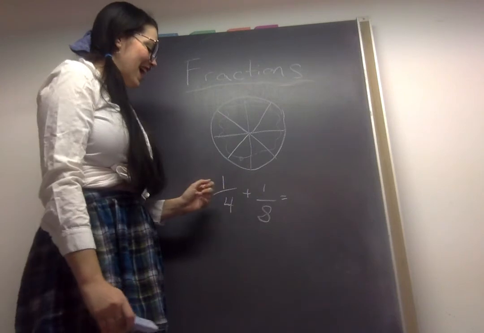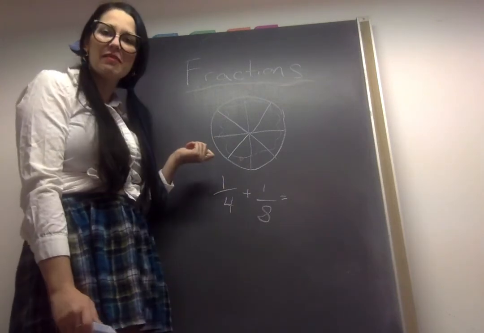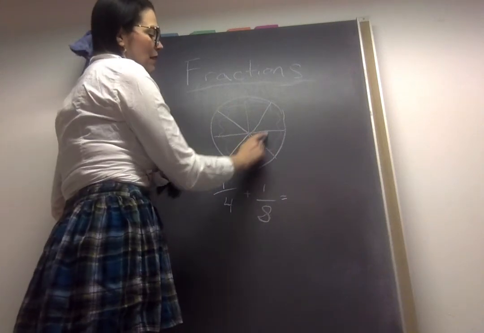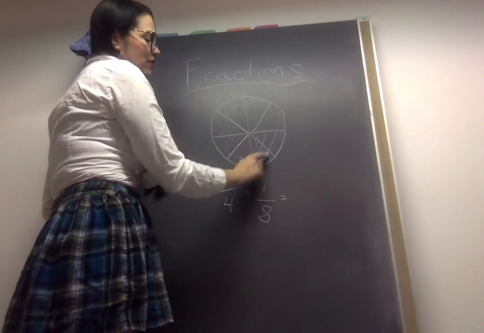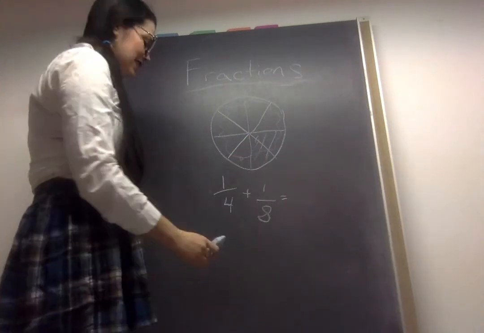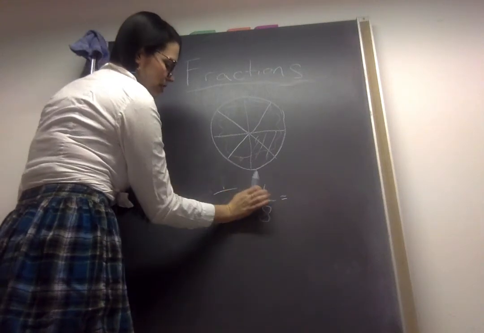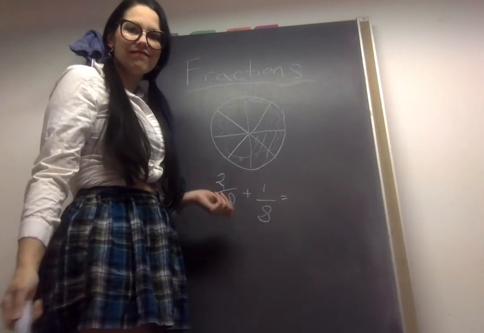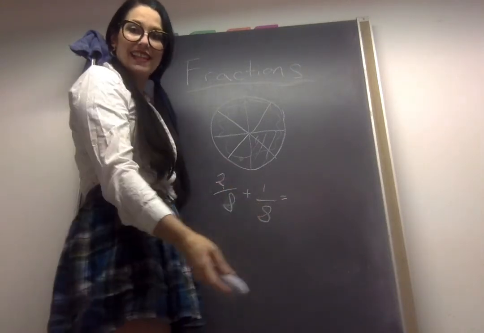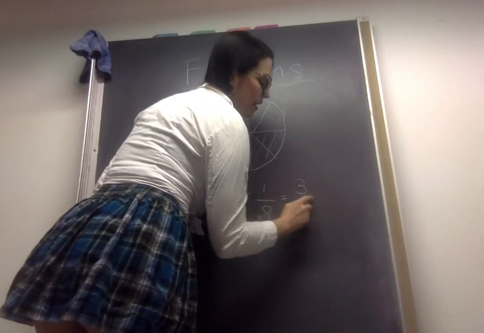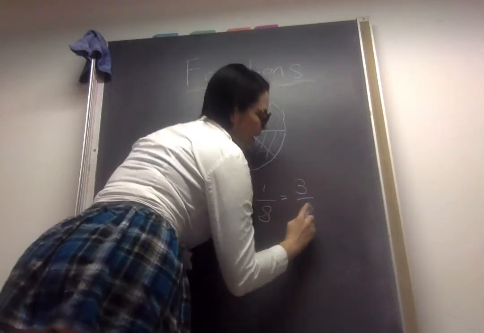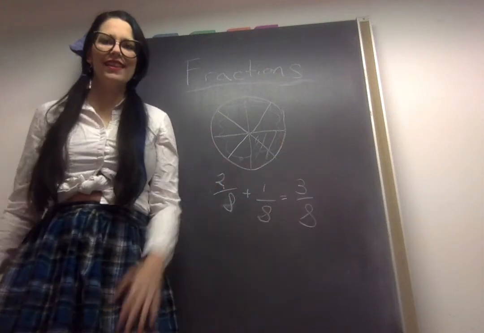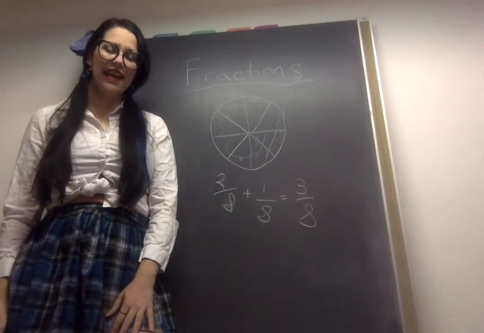So I need to change this. I cut all the pie pieces in half, so that means someone who used to have 1 pie piece now has 2. So this is just the same as 2/8. So you and your wimpy friend together ate 3/8 of the pie. And that's all there is to it, to adding fractions.